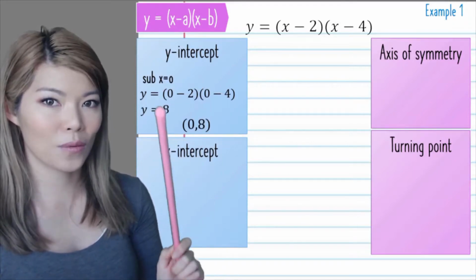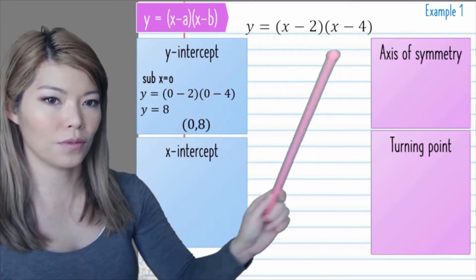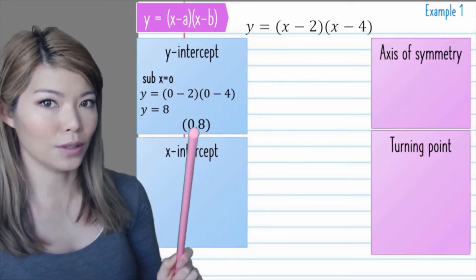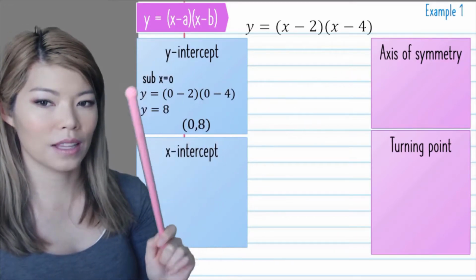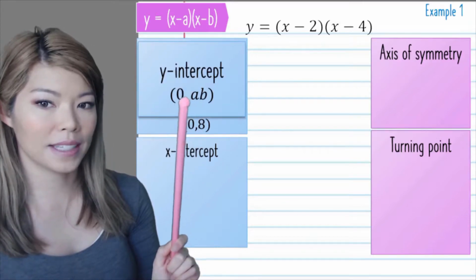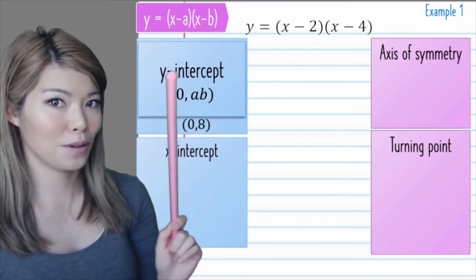We can see a quick way to work this out. We notice that if we multiply a and b, so 2 times 4, we could get that y value really quickly: 8. 2 times 4 is 8. So instead of doing this working out, we're going to find the y-intercept by substituting in a times b. So that's our new formula.